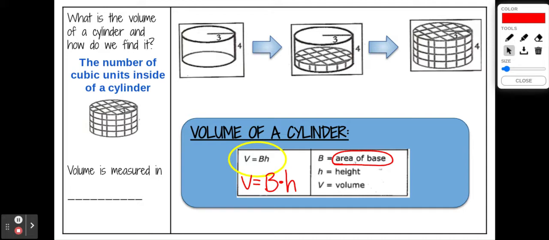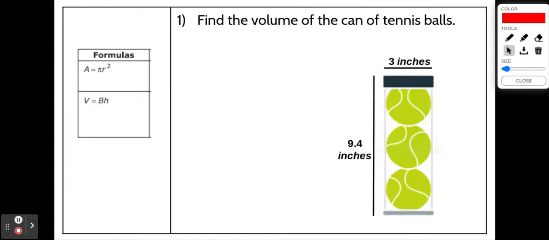And because we're talking about how many cubic units are inside of a cylinder, we always measure volume in units cubed. So we're going to put a little 3 because a cube has 3 dimensions: length, width, and height. Okay, so this is how we find it, and that's what it is. Now let's take a look at some examples where we're going to use the formula.